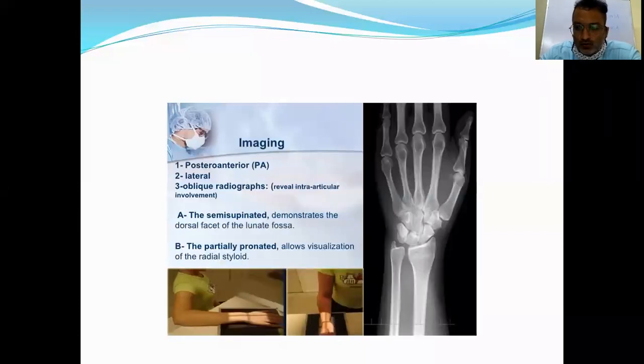So, how do we diagnose injuries around the wrist? Imaging: AP view, lateral view, and oblique radiographs, which are particular for shearing injuries. A partially pronated view allows visualization of the radial styloid. Styloid process injuries are also very common, and I'm going to talk about that.